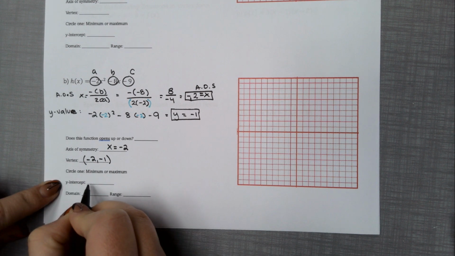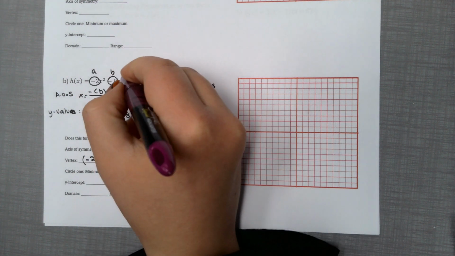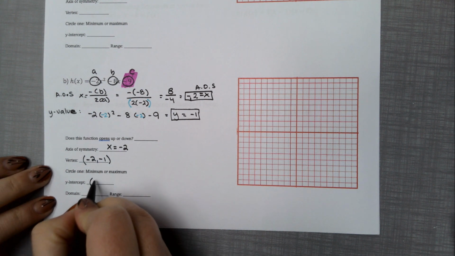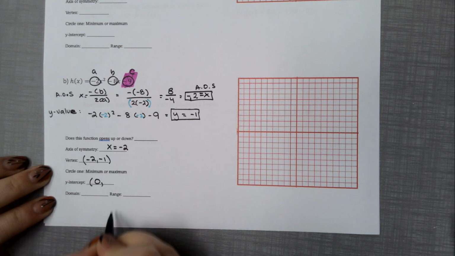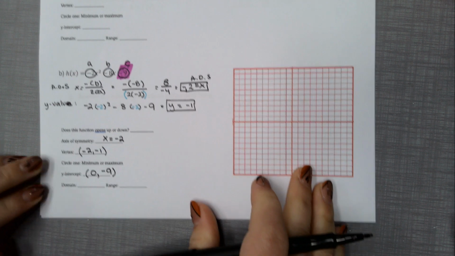Now your y-intercept. When you have a standard form equation, the y-intercept is just your c value. So when we have our y-intercept, writing it down is going to be 0, comma, that number, in this case, negative 9. For domain and range, we're going to hold off on that too.